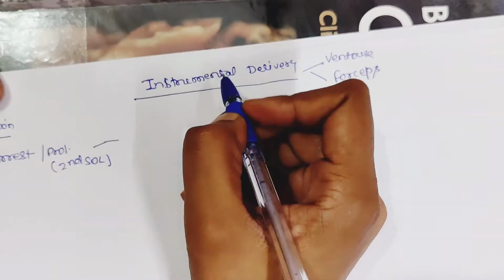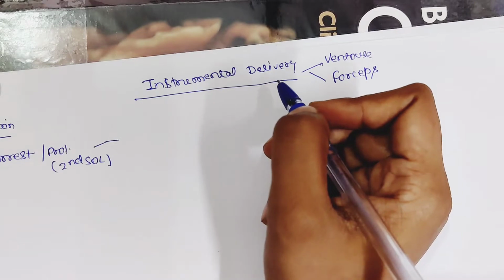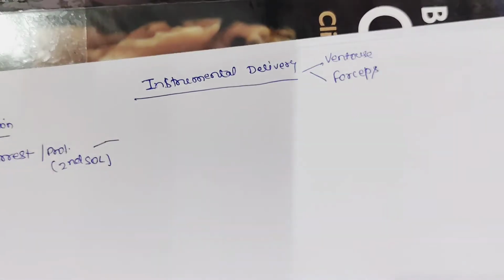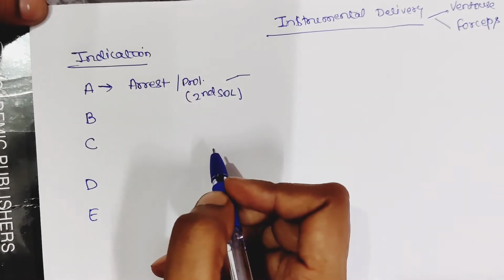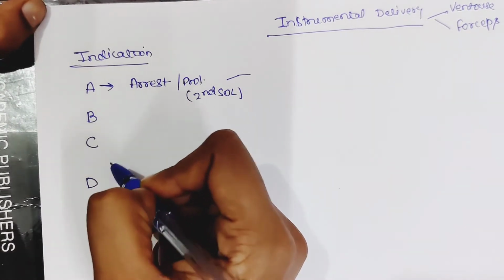In this video, we will discuss instrumental delivery and its indications and contraindications. So there are two instruments, ventouse and forceps. Let's see the indications of them at first. The indications can be memorized by the mnemonic A, B, C, D and E.